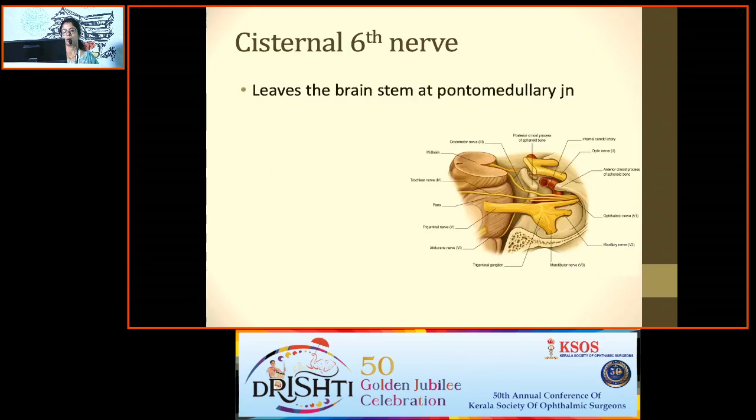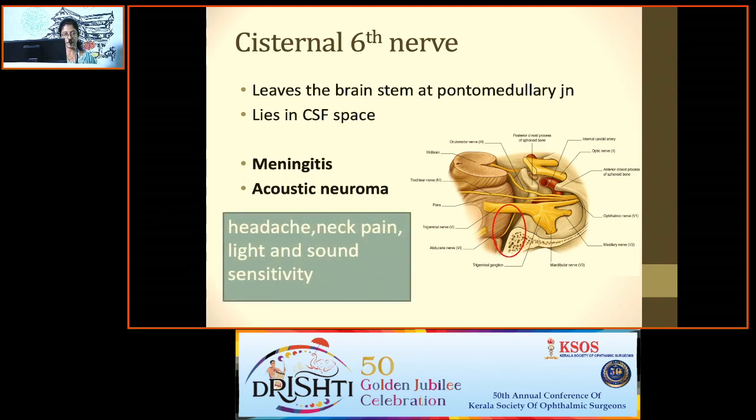Now, as the sixth nerve leaves the brainstem at the pontomedullary junction, it lies in the CSF space. So here it can be associated with meningitis, and also an acoustic neuroma can affect the pontomedullary junction. So these should be considered. Always look for features of meningitis like headache, neck pain, or light and sound sensitivity.